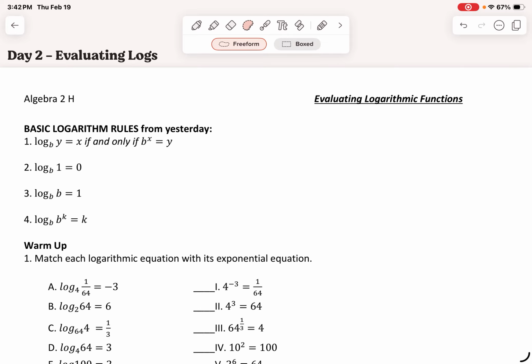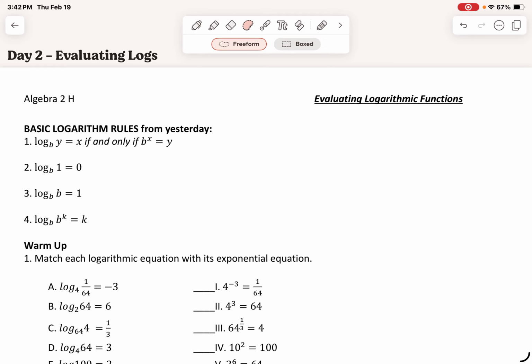We have log base b of y is equal to x if and only if you can rewrite it in exponential form as b to the x power equals y. Log base b of 1 is equal to 0 whenever your argument is 1. Log base b of b is 1 if your base and your argument match.